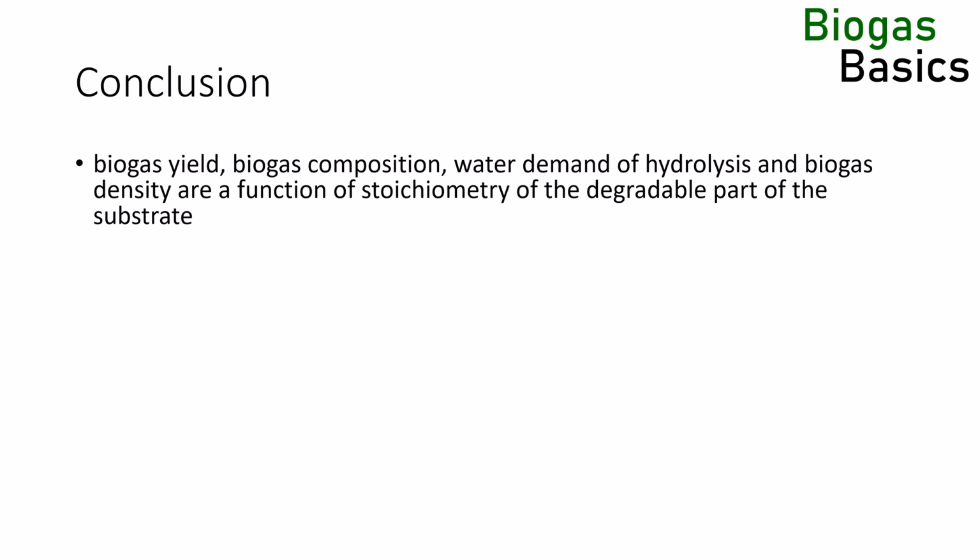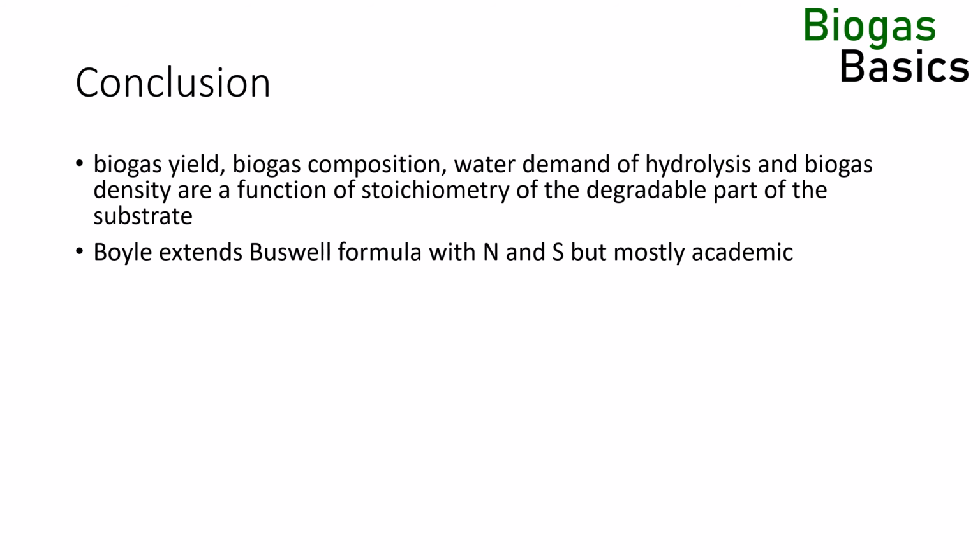Biogas yield, biogas composition, the hydrolysis water demand, and the biogas density are a function of the stoichiometry of the degradable part of the substrate, and can be calculated with the Buswell-formula. The Buswell-formula can be expanded by nitrogen and sulfur. The so-called Buswell and Boyle-formula is mostly of academic use as it converts all nitrogen to ammonia and doesn't consider nitrogen incorporation during biomass buildup.